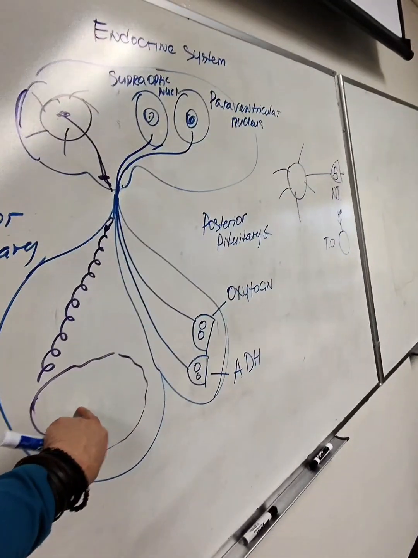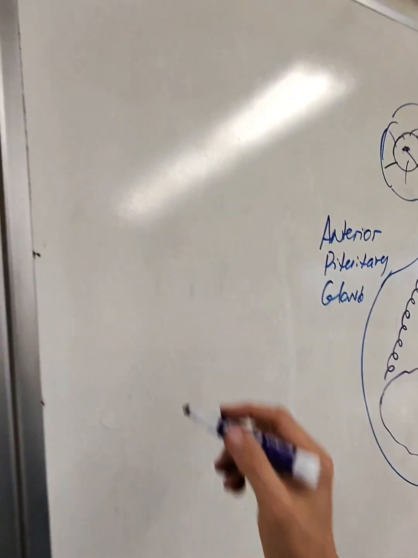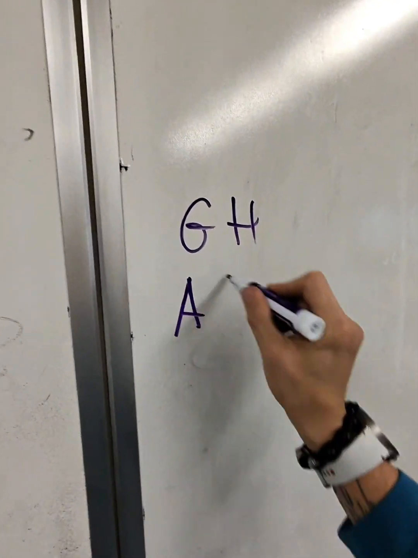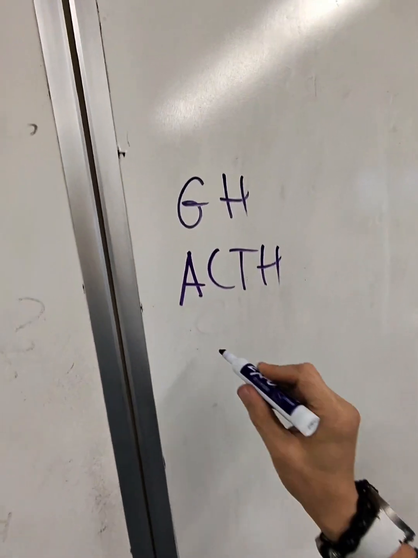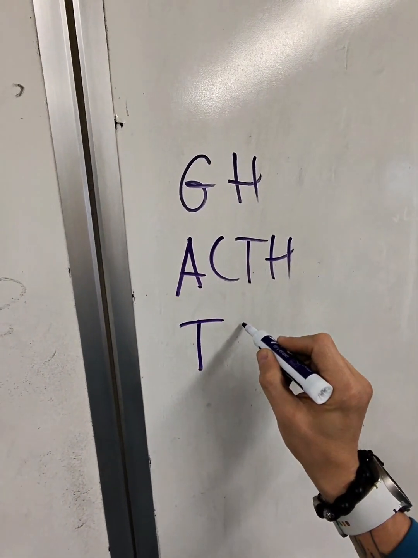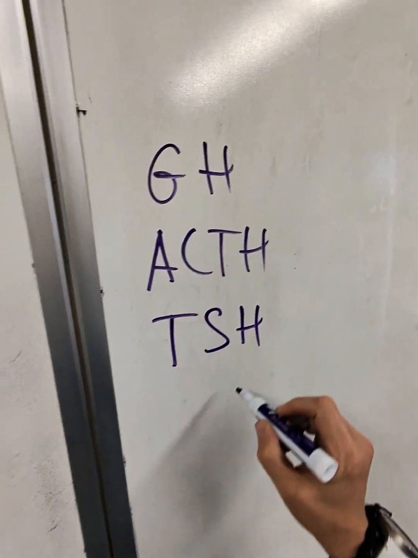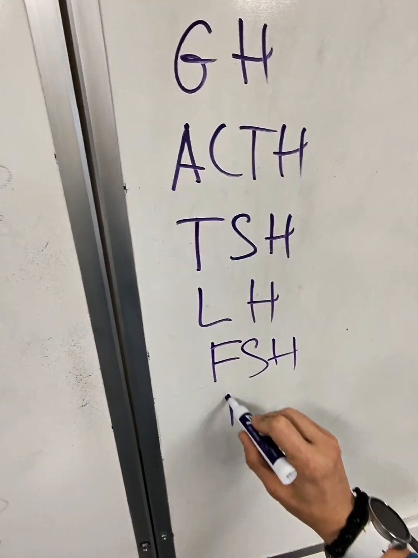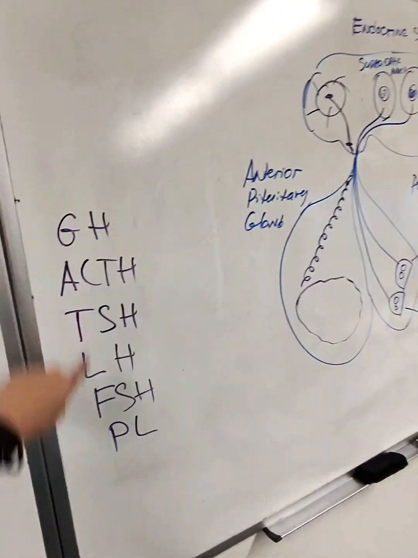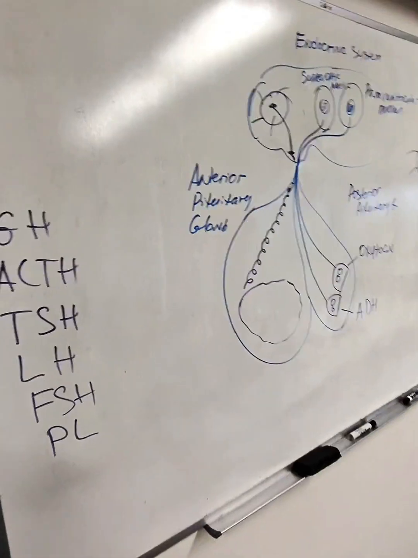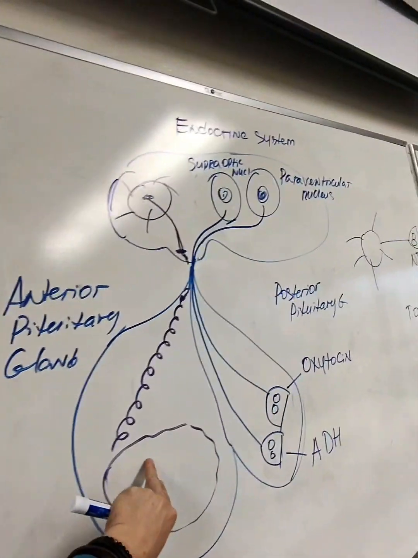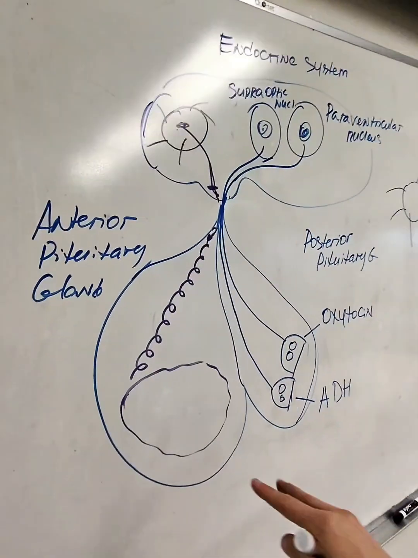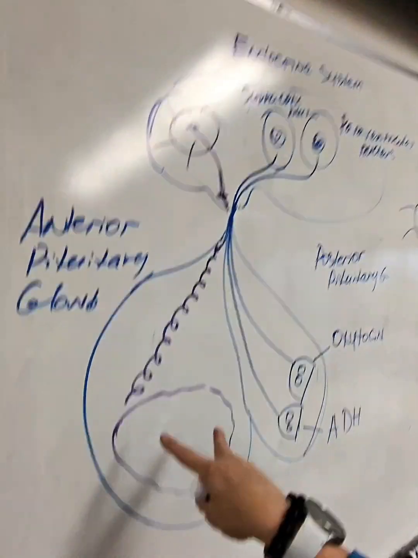So the hormones that we make here in the anterior pituitary gland are growth hormone, adrenocorticotropic hormone, thyroid stimulating hormone, luteinizing hormone, follicle stimulating hormone, and prolactin. We will discuss functionalities of these hormones in the next installment. So the reason we call the anterior pituitary gland the master or the true gland is just because we make hormones here in the actual gland.